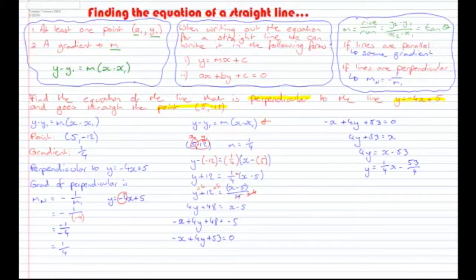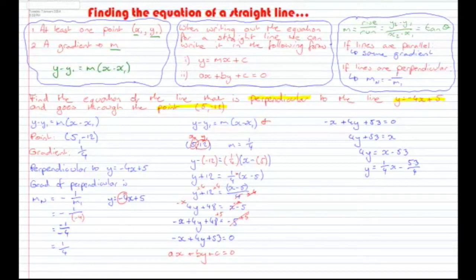Right, now what we end up doing is we subtract x from both sides. Gives us negative x plus 4y plus 48 is equal to negative 5, because the x's here cancel out. And now we add 5 to both sides. Gets us negative x plus 4y plus 53 is equal to 0 because the 5's once again cancel out. This here is in terms of the ax plus by plus c is equal to 0 form.